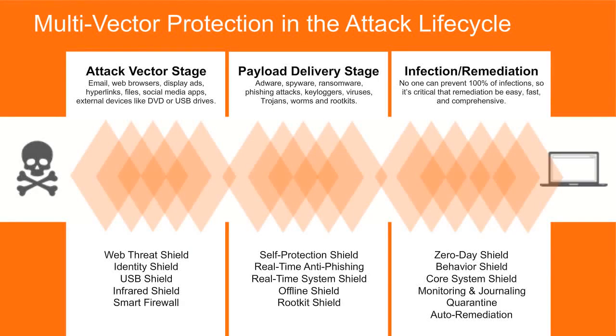So let's look at the multi-vector thing in a little more detail and how that happens. If you look at how people get infected, there's an attack vector stage, then a payload delivery stage, and then an infection and remediation stage. The attack stage is you get an email, you're on a web browser, and you get malvertising display ads. You click on a hyperlink. There's files you're downloading, social media apps, applications coming in as well. You've got external devices like a DVD, a USB, or Bluetooth. You can get a whole lot of different attack vectors that could possibly infect a device.